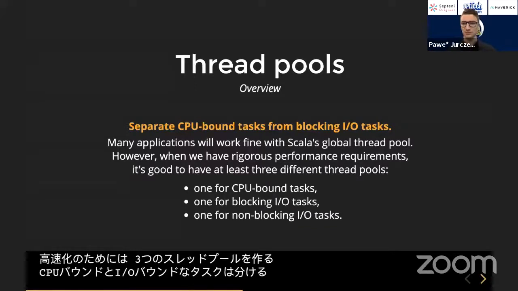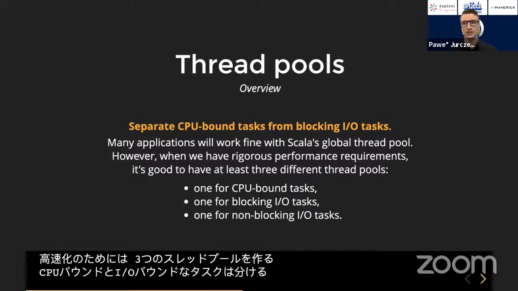The reason is that, let's be honest, not every application out there, including many of my applications, requires high performance, high throughput, low latency, all those rigorous performance requirements. So a single Scala global thread pool for the whole application will do completely fine in such cases. On the other hand, if you have some rigorous performance requirements in your application, then such a single Scala global thread pool might not be the solution to your problem.